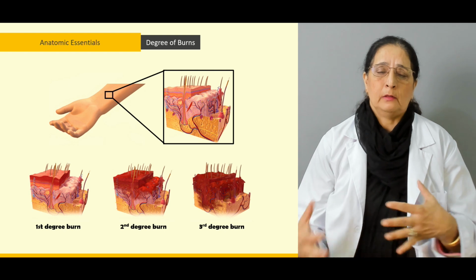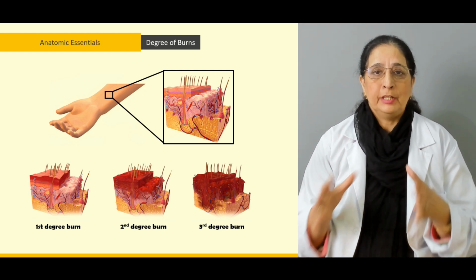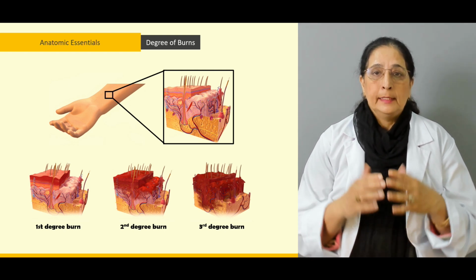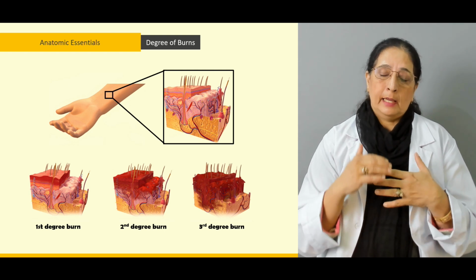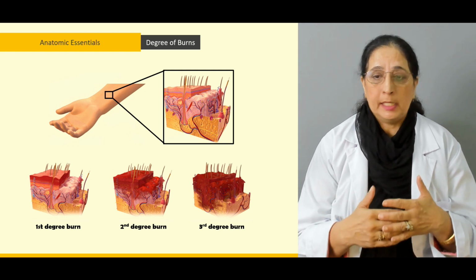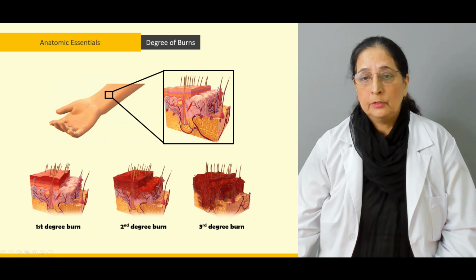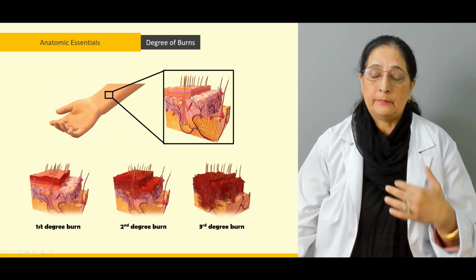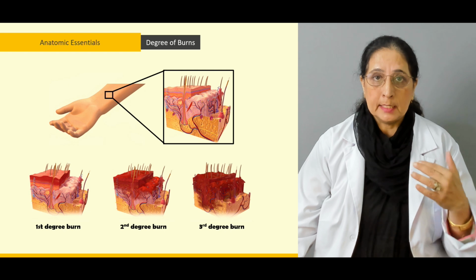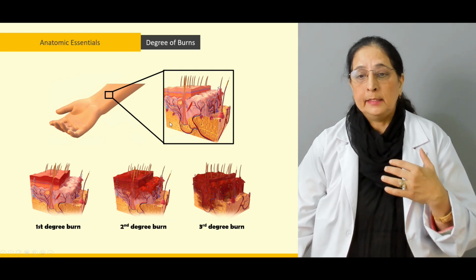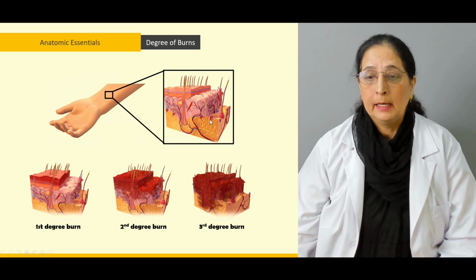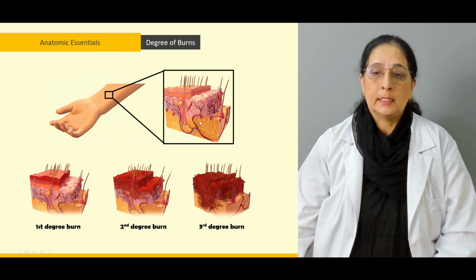Sometimes in some cases we also label a burn as fourth degree, but usually the 3 degrees of burn are common and important. The skin has 3 layers. We have the epidermis, then the dermis is the second layer, and then the subcutaneous, which is the fatty layer of the skin. If you see on top, that's the epidermis, from where the hairs come out. Then we have the dermis, the middle layer, and the third layer, if you see, is yellowish. That's because of the fat, and it's the subcutaneous layer.